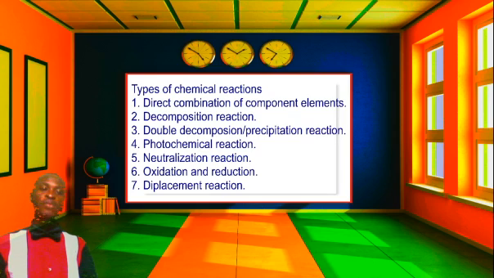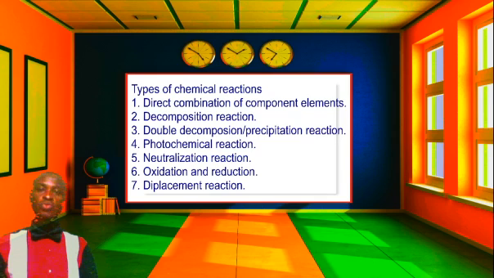The number one type of chemical reaction on the board is direct combination of component elements. When we talk about direct combination of component elements, it is a type of chemical reaction in which the component elements combine together directly in the presence of a catalyst to make a single product.